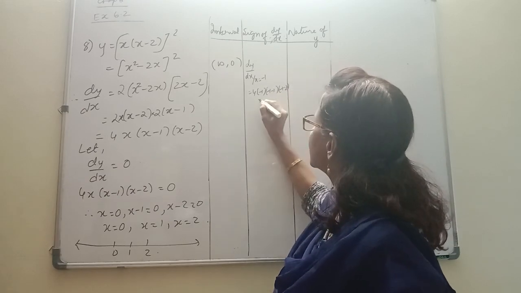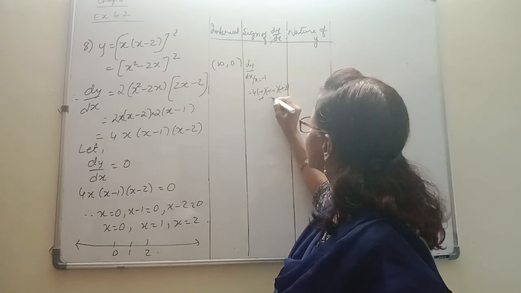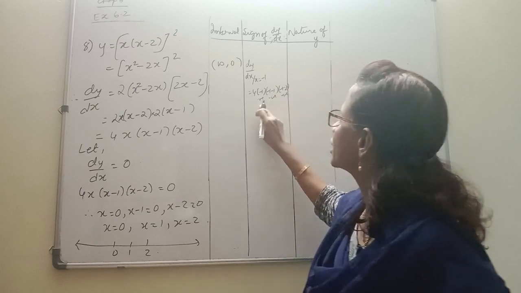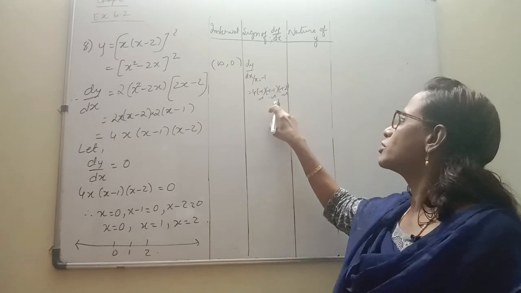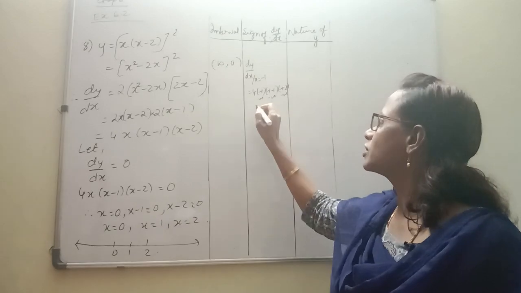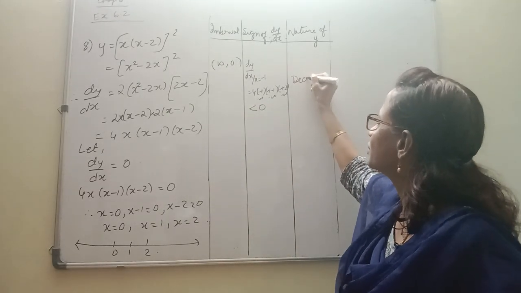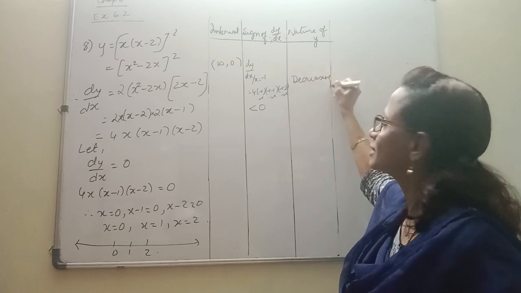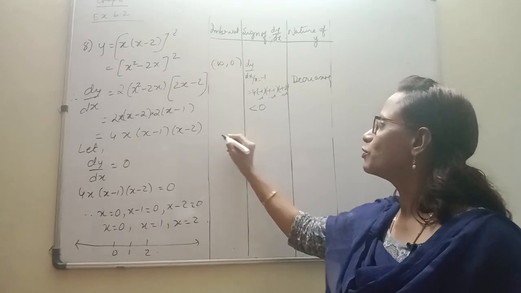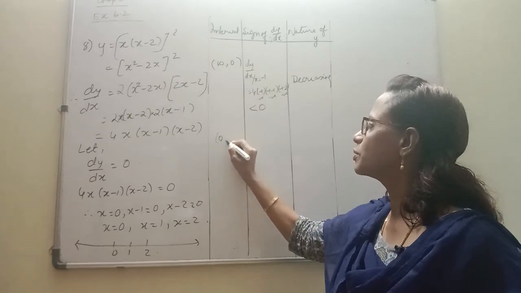So basically, this is negative, this is negative, this is negative. So negative into negative, positive, positive into negative, negative. Overall sign is negative. So because the overall sign is negative, it will be a decreasing function. So like that. Then we can go for the next interval between 0 and 1.